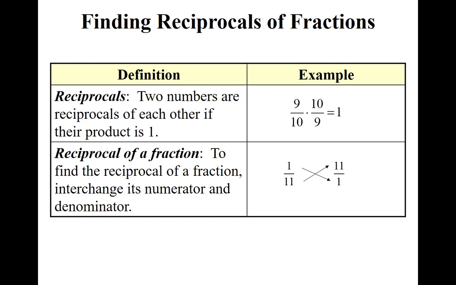Why does it equal 1? Because 9 times 10 is 90. 10 times 9 is 90. 90 over itself equals 1. So to find the reciprocal of a fraction, we just switch the numerator and the denominator. For 9/10, it became 10/9. Just flip it. 1/11 becomes 11 over 1. Just flip it. And 11 over 1 would be 11.